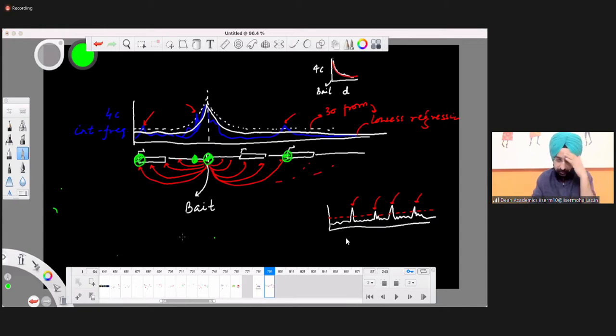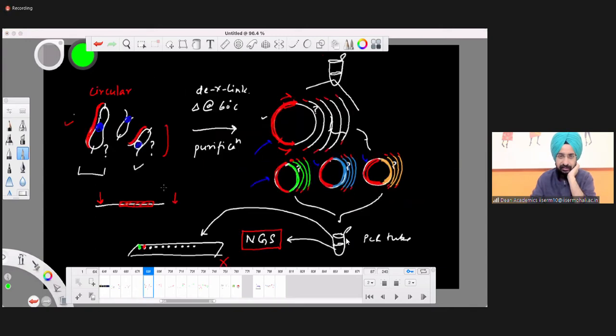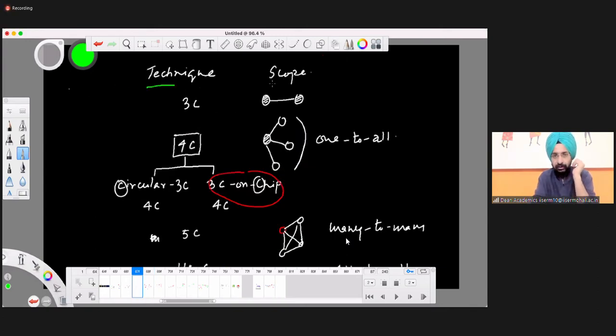Okay, so let's move on. We briefly discussed that there are techniques and corresponding scopes of those techniques. 3C is one-to-one, 4C is one-to-all, and then we have many-to-many. In the interest of time, today is the last class of this week, and I need to finish 2 things in this class. So I'm postponing the 5C thing.